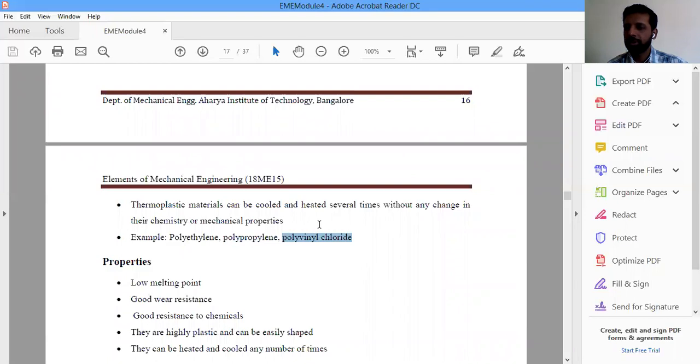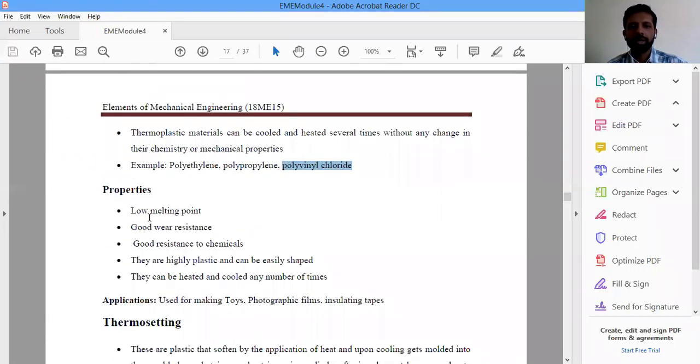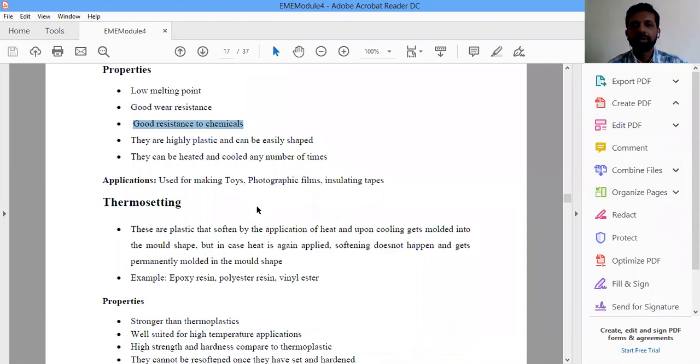Examples of thermoplastics are polyethylene, propylene, and PVC. They have a low melting point and good wear resistance. They don't react with chemicals so easily, which is why some of the chemical tanks are made up of these thermoplastics. They are highly plastic in nature and can be heated and cooled any number of times, so this type of plastic can be reformed to any shape again and again, n number of times.